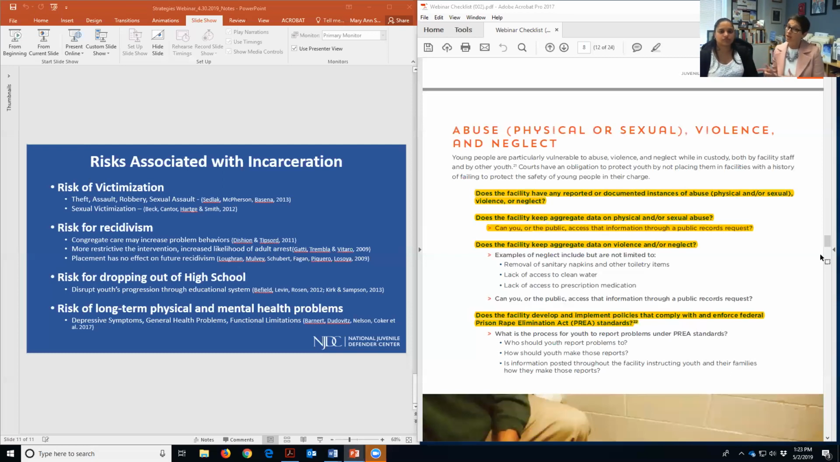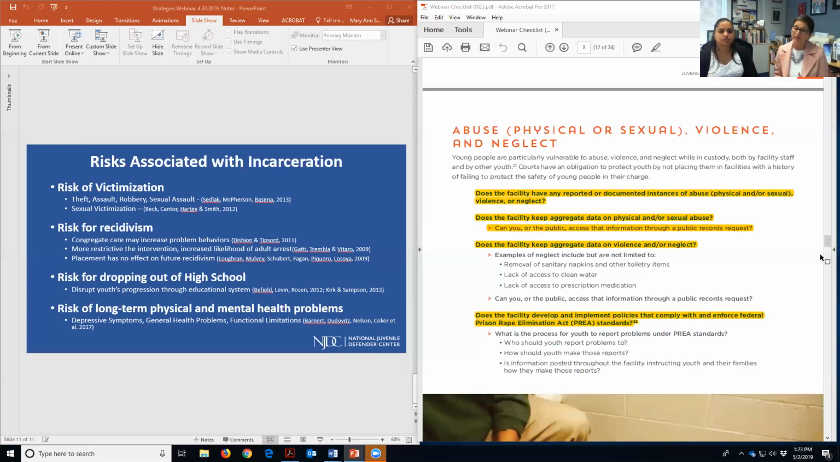Does the facility itself keep data on physical or sexual abuse? And if they don't keep that data, does whoever is responsible for the facility keep that data? Is there data on violence or neglect of young people in facilities? And does the facility develop and implement policies that comply with and enforce the Prison Rape Elimination Act? Really making sure that we track down this information.